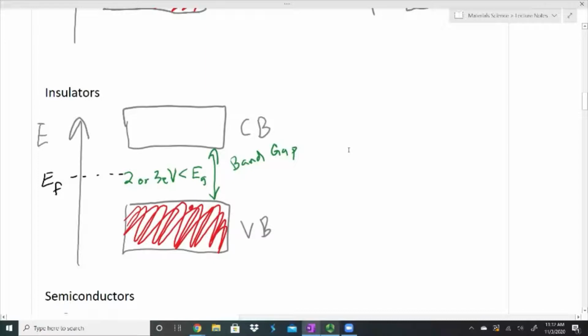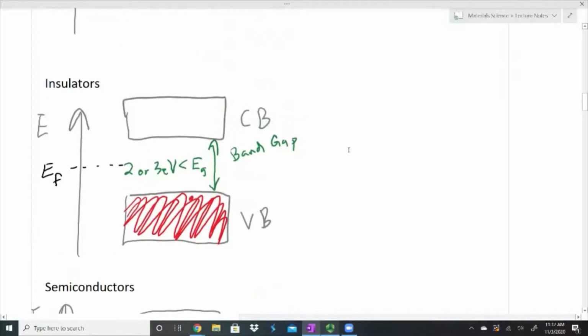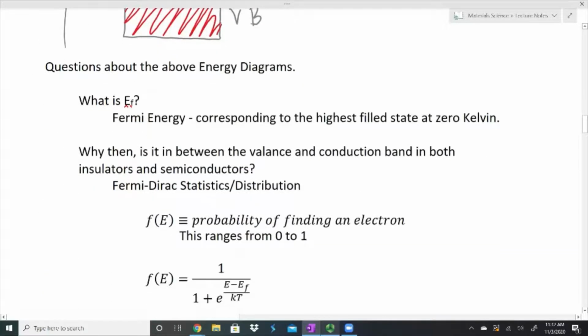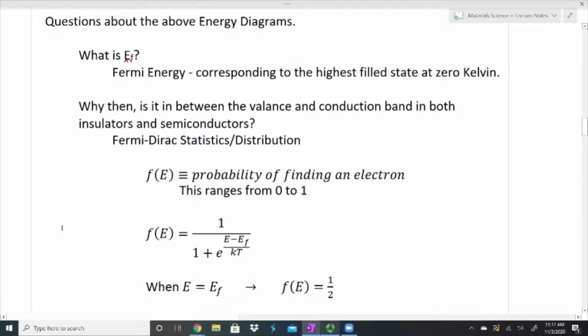That description might fall apart a little bit when we look at our insulators and our semiconductors, because why then is it halfway up? Shouldn't our highest filled energy state be at the very top of our valence band for our semiconductor and our insulator? Which again is a good question. The reason for it is the way that we describe things. It's the math behind it.